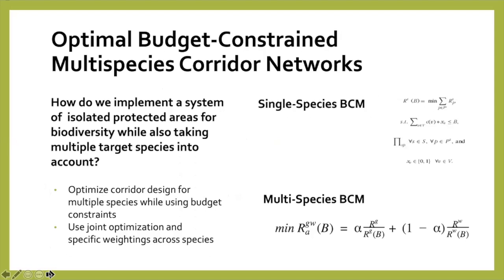Our second optimization approach incorporates both budget constraints, including cumulative resistance costs and financial expenditures, and multi-species corridor networks. Particularly, it answers the question of how the government can implement a system of isolated protected areas for biodiversity while also taking into account multiple target species as opposed to just a single species analysis. The researchers of the study found that current approaches to connecting core conservation areas are both extremely expensive and suboptimal for multi-species objectives, rendering them ecologically poor solutions.